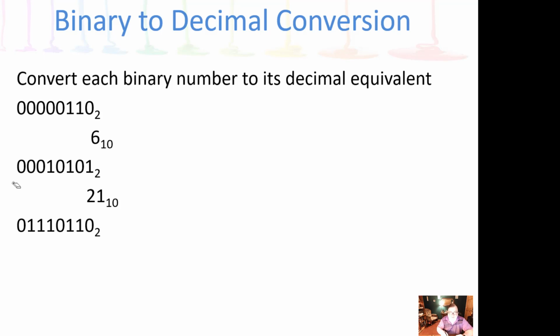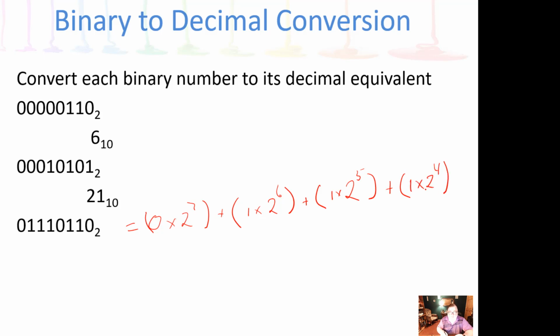Okay, let's look at this. So this is equal to, let's see, positions 0, 1, 2, 3, 4, 5, 6, 7. 0 times 2 to the 7th, plus 1 times 2 to the 6th, plus 1 times 2 to the 5th, plus 1 times 2 to the 4th, plus 0 times 2 to the 3rd, plus 1 times 2 squared, plus 1 times 2 to the 1st, plus 0 times 2 to the 0.